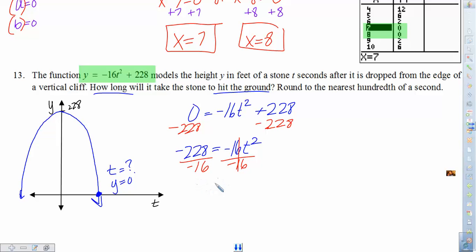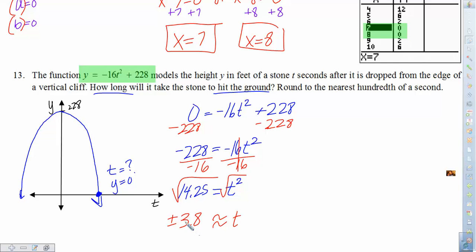And by the magic of video editing, I can quickly tell you what that is. We have 14.25, 14 and a quarter, would be equal to t squared. Now how we solve for t is we will take the square root on both sides. Once again, video editing, work your magic. I get approximately t being equal to plus or minus about 3.8, I believe.